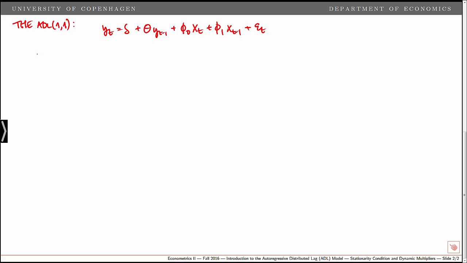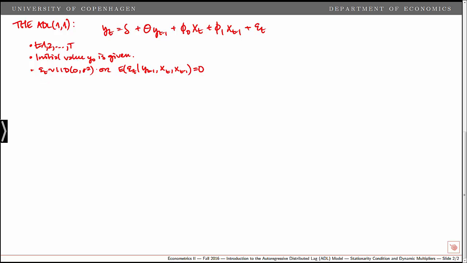We make the usual assumptions. We state that t goes from 1 all the way up to capital T, so that's our sample size. We assume that the initial value y_0 is given. And finally, we make either the assumption that epsilon_t is IID with mean 0 and variance sigma squared, or we make the assumption that the expected value of epsilon_t given y_{t-1}, x_t and x_{t-1} is equal to 0. We can use the first distributional assumption to derive the maximum likelihood estimator, or we can use this to derive our method of moments estimator.